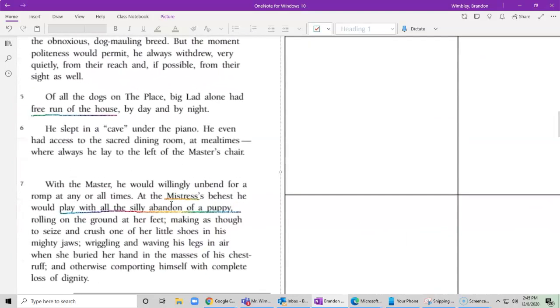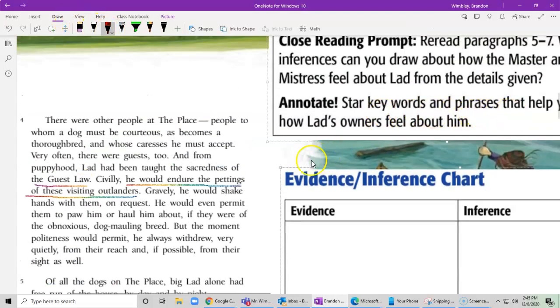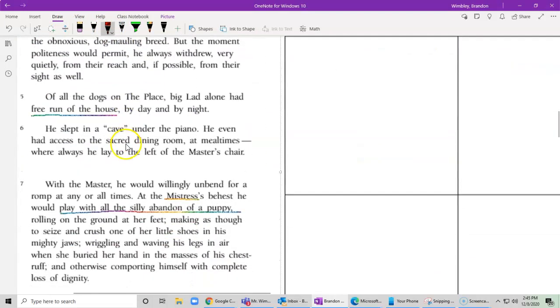So remember, as we're reading, we're thinking, how do the humans feel about their pets? So let's start. And remember, it wants us to star what? It wants us to star keywords and phrases that help us figure out how they feel about him. So let's begin. Paragraph 5. Of all the dogs in the place, Big Lad alone had free run of the house. So remember, free run means he can go wherever he wants. He can do whatever he wants by day and night.